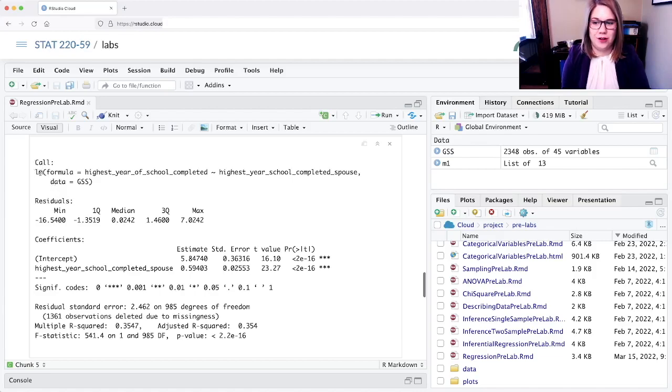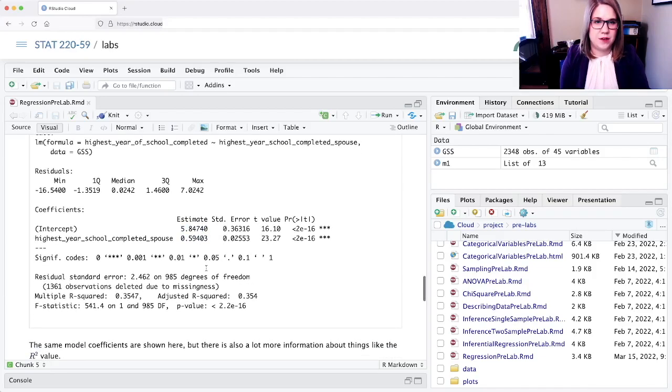Okay, so this is similar to before. It has the call, and it reminds me of the formula. It has some information about the residuals. You can ignore that for right now. It has the same information about the coefficients. So it has that intercept estimate, 5.8474, and it has that slope coefficient in the estimate column, 0.59403. So these are two things that you would want to focus on.